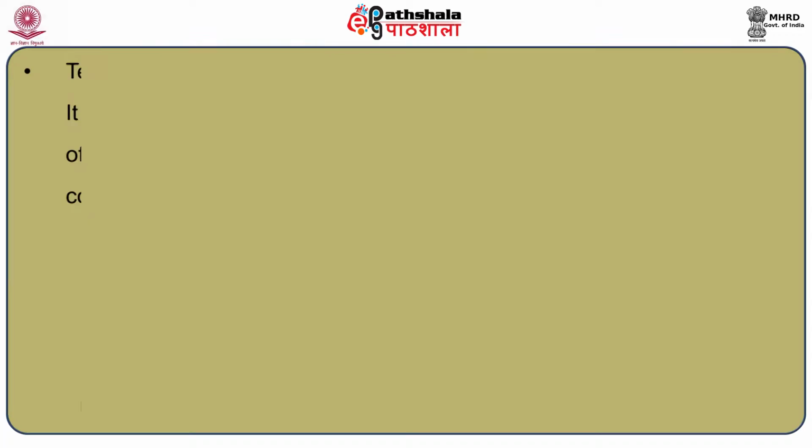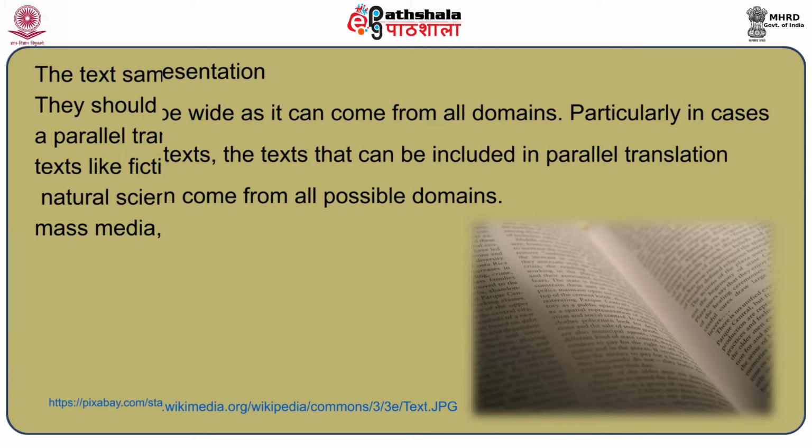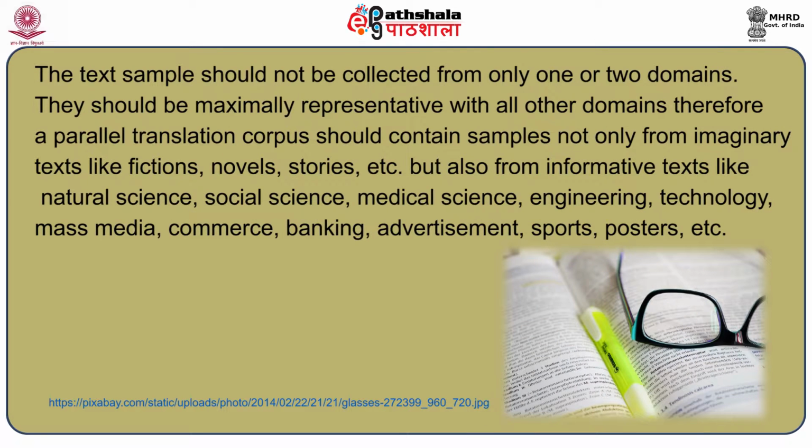Text representation should be wide. It can come from all domains. So, particularly in cases of written text, the text that can come into a parallel translation corpus can come not only from one or two domains, but from all possible domains. Normally, the text sample should not be collected only from one or two domains. They should be maximally representative of all other domains.